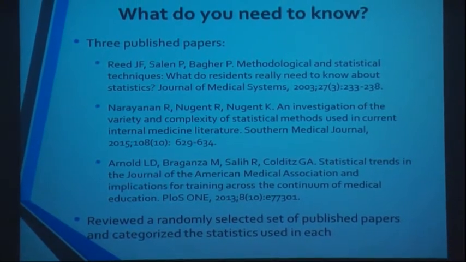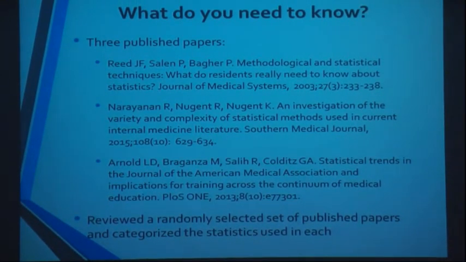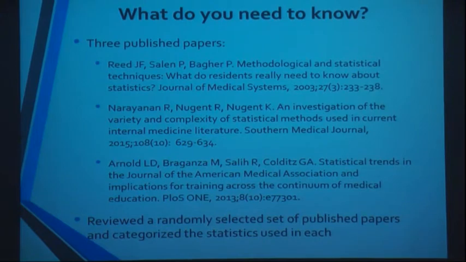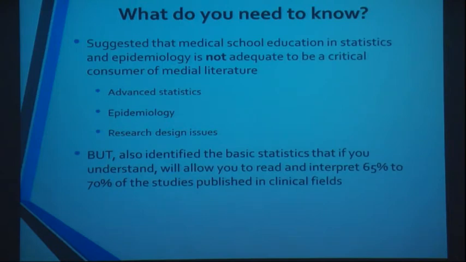All right, so the basis for my talk today is really from 3 papers that have come out, 2 very recently, one a little bit further back in 2003. Basically what these studies did was they reviewed journal articles in primary care fields and looked at what the key statistics are that are being used in those journal articles. Okay? So they randomly selected a set of published papers, and then they categorized all the statistics that were being used in those papers.